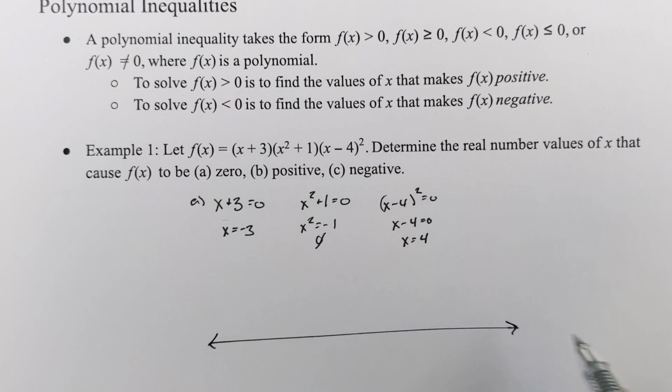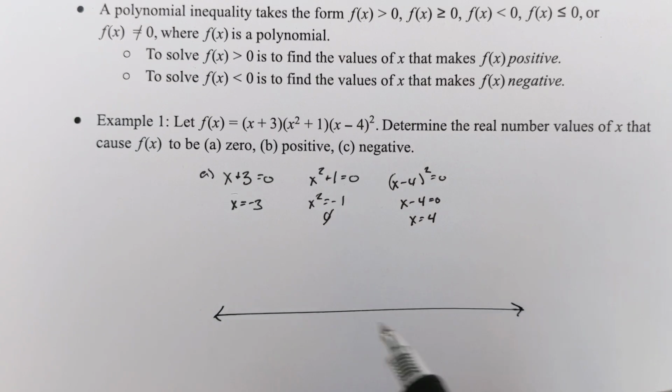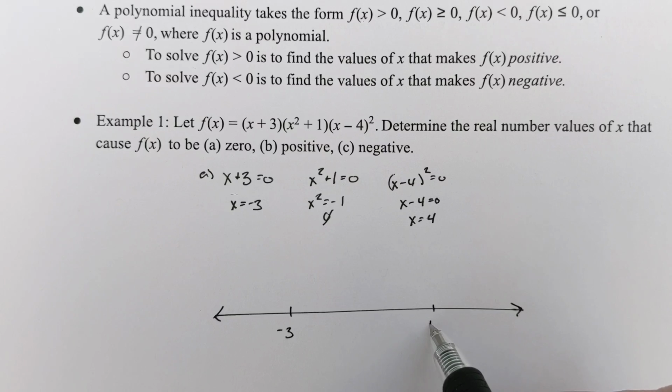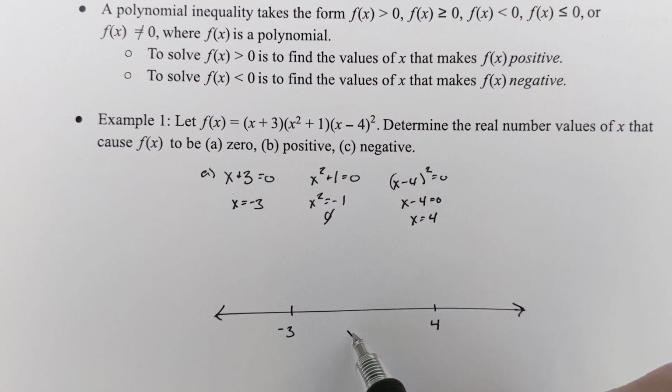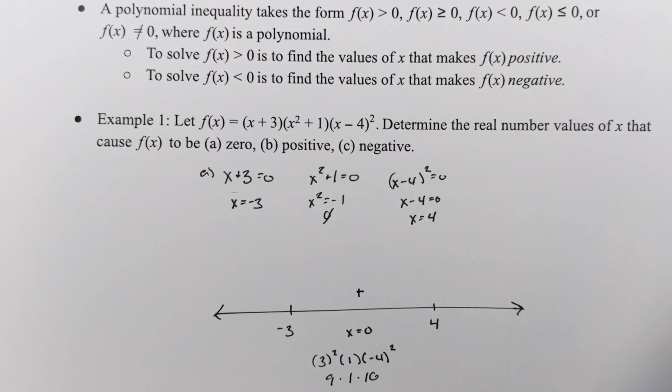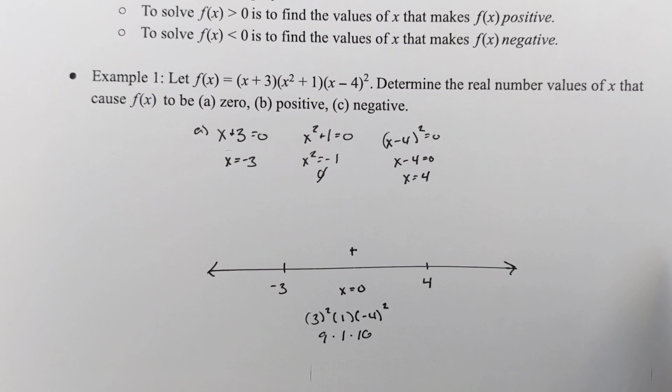Now, the easiest way to do the rest of it is to do what's called a sign chart. We're going to mark our zeros here and here. Then we can choose values from each section and plug them into the original to see whether we get a positive or a negative value. The easiest one to do here is x is 0. If I plug 0 in for x, I get 3 squared times 1 times negative 4 squared. That's 9 times 1 times 16, which is a positive number. I don't actually care what the number is. I just know whether it's positive or negative.